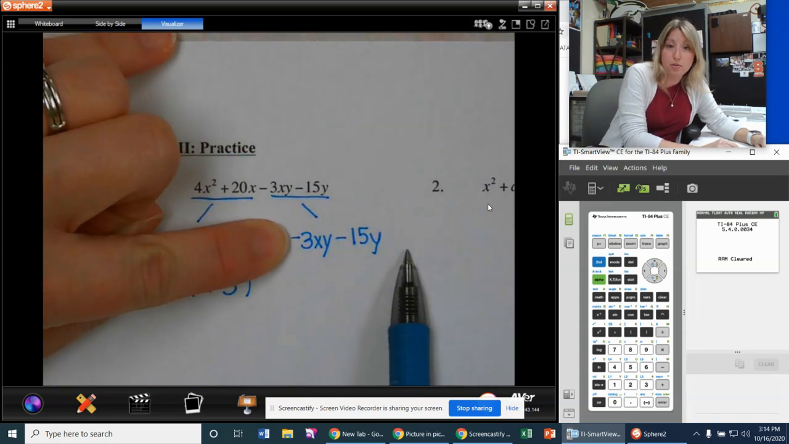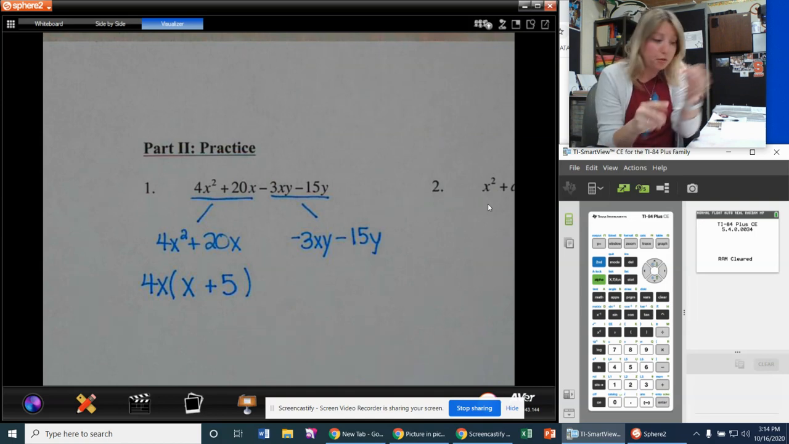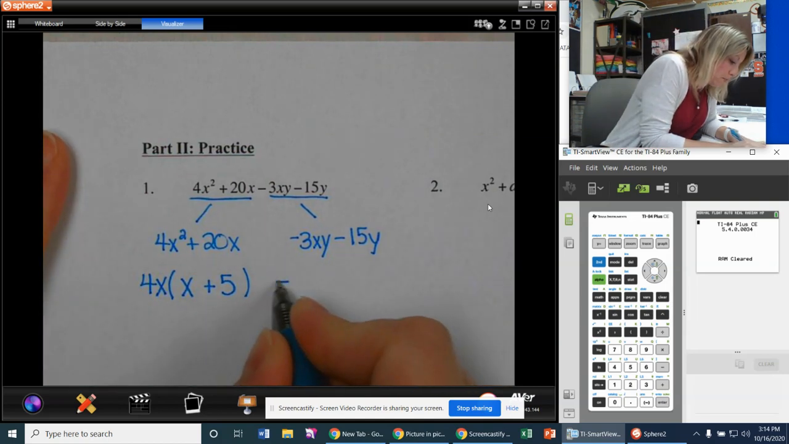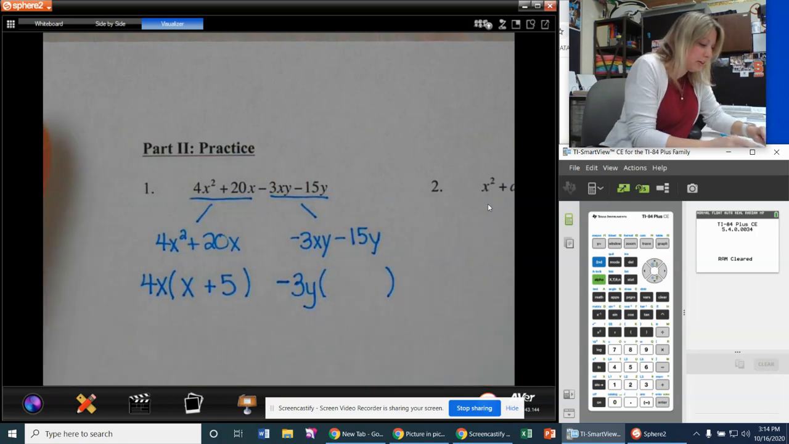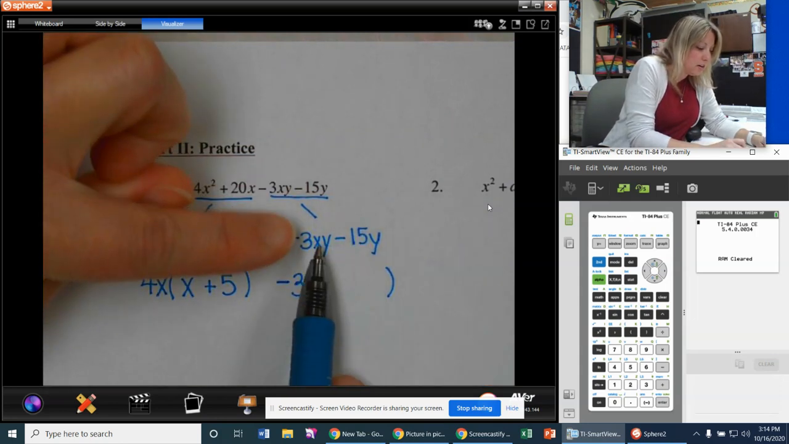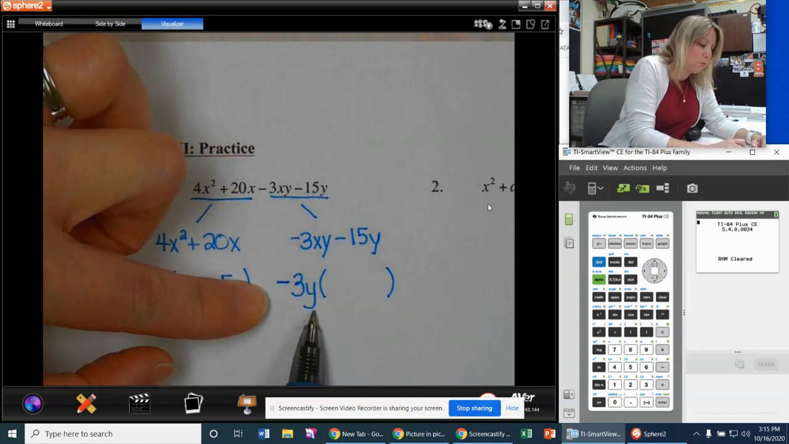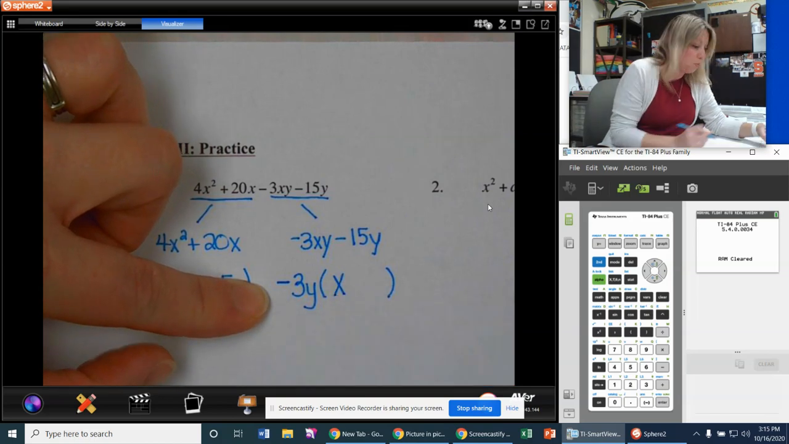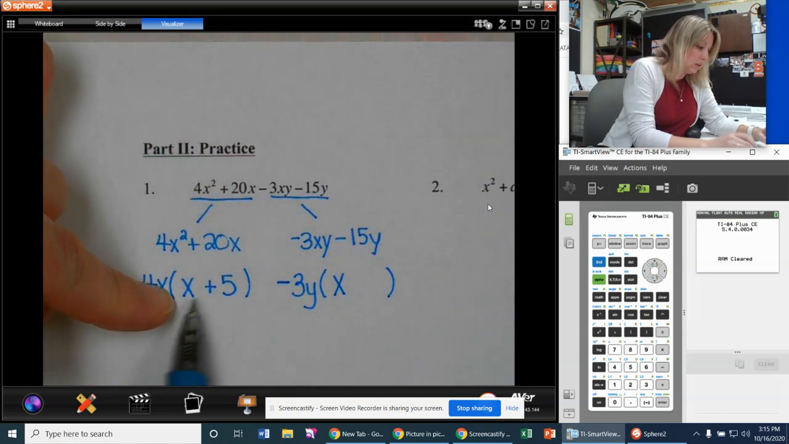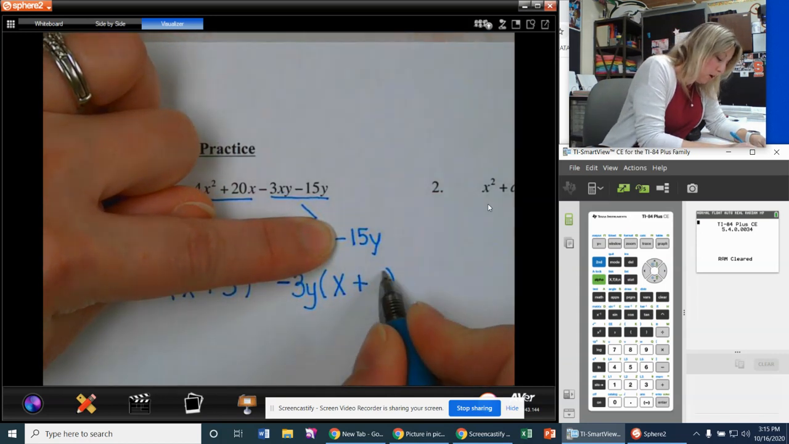So instead, what I notice is, well, these are both negative. We can pull a y out of both, and we can pull a 3 out of both as a factor. So what I'll do is pull out a negative 3y as a factor. Negative 3xy divided by negative 3y: the negative 3's and the y's cancel, and a positive x is left, which is what I want. Negative 15 divided by negative 3 is a positive 5, and y divided by y is a 1.